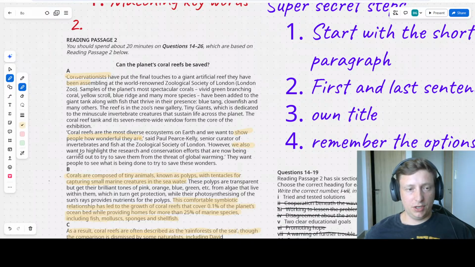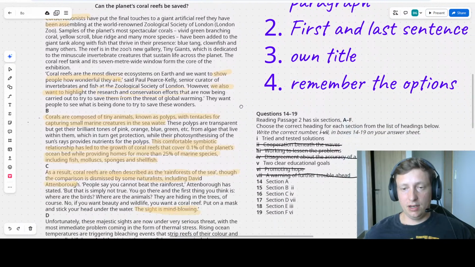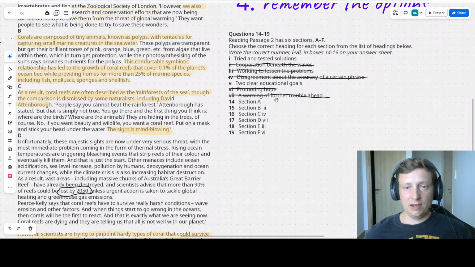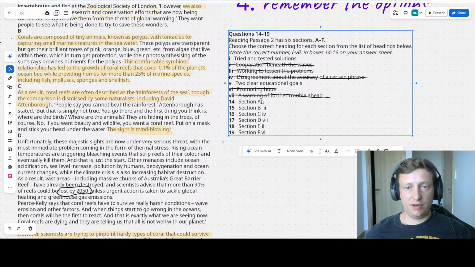However, we also want to do this. Okay, yeah, so these are goals, right? This is goal language. Show people, want to highlight. We don't really need to care what they actually are trying to do, because we're just trying to get the theme of the passage as opposed to really understanding it in great detail. So with this language here, show people how, and we want to highlight, it's pretty clear that these are goals rather than solutions that have already been tried and tested 100 times. So we can go ahead and put number 5 in there.